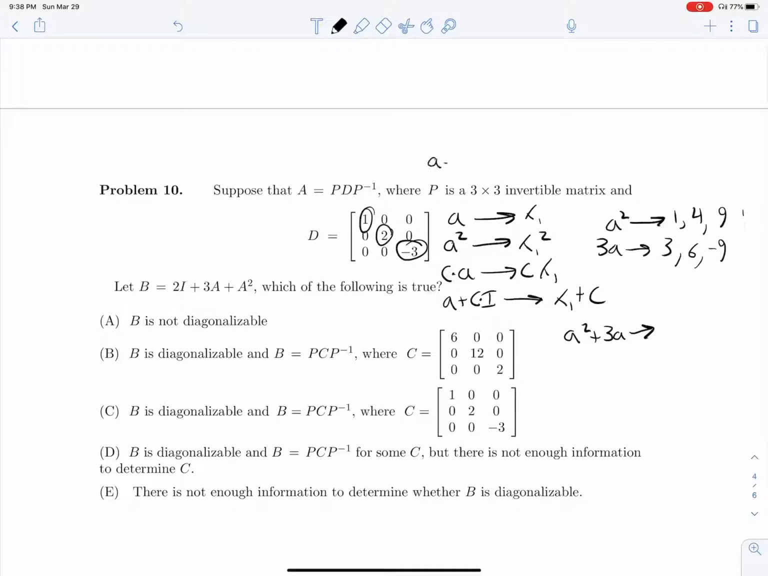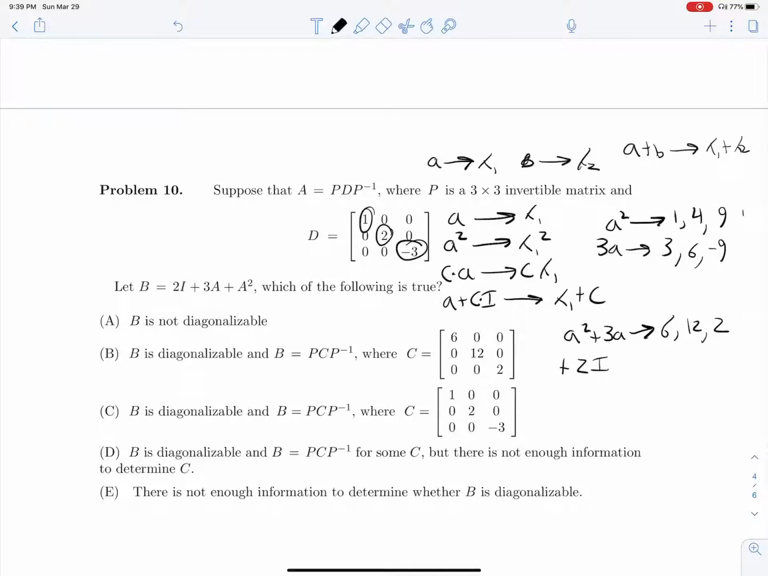If A has lambda 1 as an eigenvalue and B, this is a different B, has lambda 2 as an eigenvalue, A plus B will have lambda 1 plus lambda 2 as an eigenvalue. So using this fact, we can add these two guys together and see that collectively these two will have eigenvalues 4, 10, 0. And then if we add on 2I, remember using this rule here, we'll add whatever constant is multiplied by I to all of our eigenvalues. So we have 6, 12, and 2.